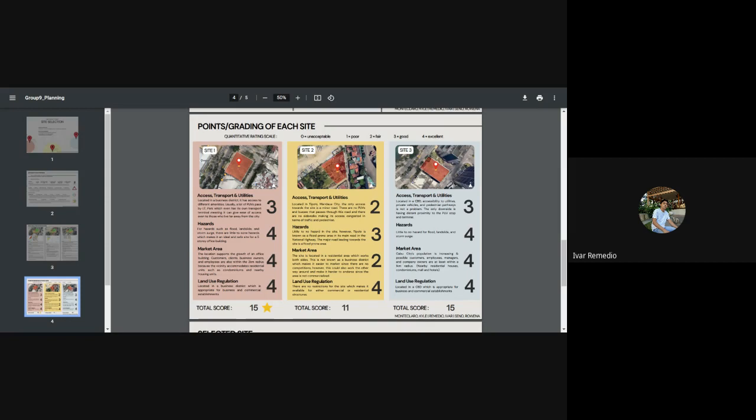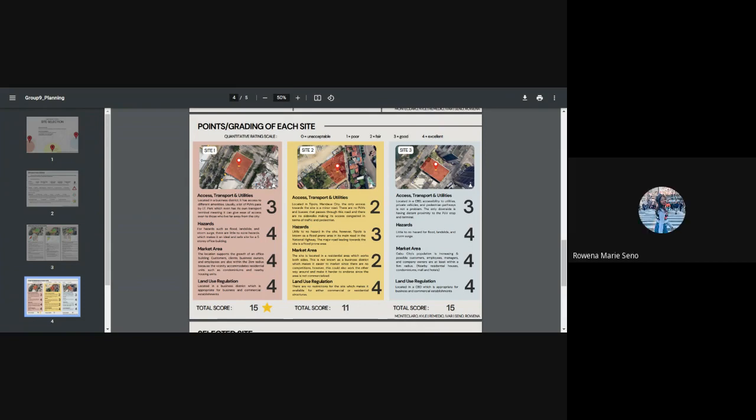For the market area, I gave this a 2 since this is not really located in the business district, but that can also be a good thing since there are no competitors and it is very near residential areas, which opens up a lot of job opportunities for the people. Then land use regulation, I gave this a 4 since there are no restrictions for the site, which makes it available for either commercial or residential structures. So a total score of 11 for the second site.